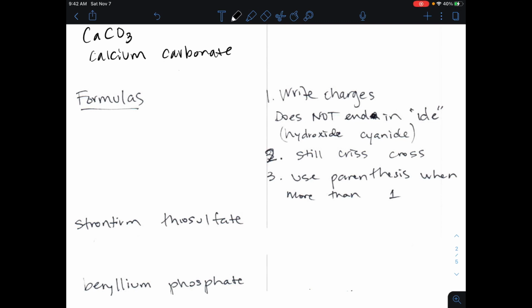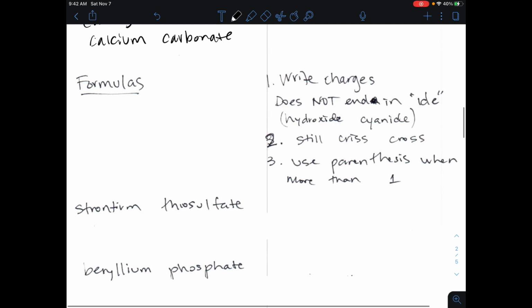The rules are right here. You write the charges. You'll recognize a polyatomic ion because it almost always does not end in IDE. Something that ends in IDE is like what you learned the other day, where they're both on the periodic table. But if it's like, for example, this one here, this ends in ATE, and so that's not going to be an IDE. So that's your clue that you're using something that's off of the polyatomic ion list.